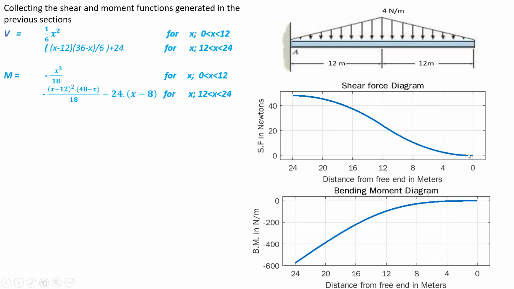Here we can see the shear force is 0 at the right end and it is increasing and it is maximum at the left end A where the beam is fixed, and the bending moment is 0 at the right end and it is decreasing and it is maximum at the point A. So if the beam fails, it will fail at the point A, obviously assuming the beam is of the same uniform material and uniform cross section.